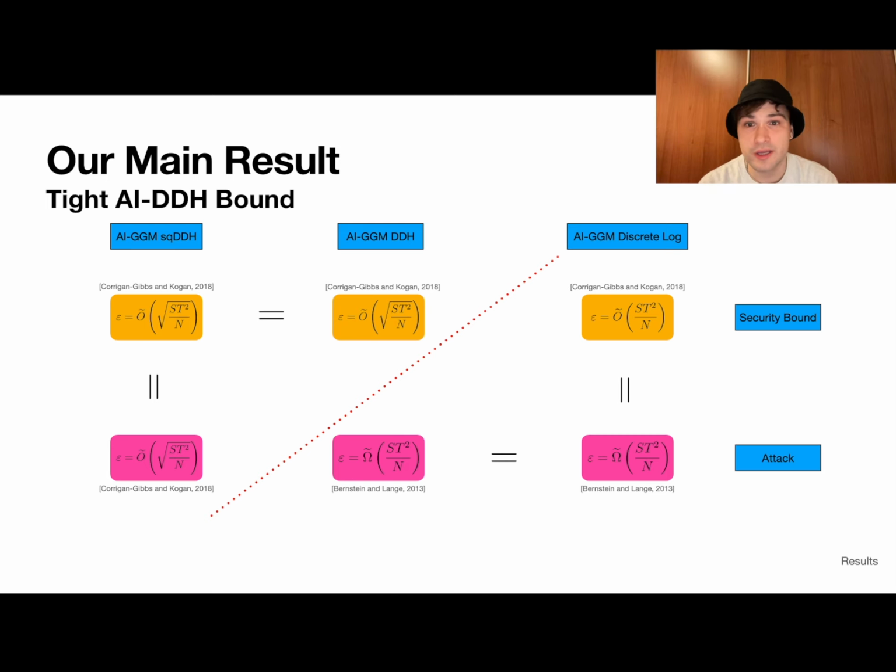Prior to our work, it was unknown whether there was an equivalent attack that could be applied in the DDH case. That is to say, the prior known attack for DDH in the preprocessing setting was still inverting the discrete log. However, the prior known security bound matched that of square DDH, leaving open the possibility that there was in fact a better attack. Now, let's move on to discuss the results.